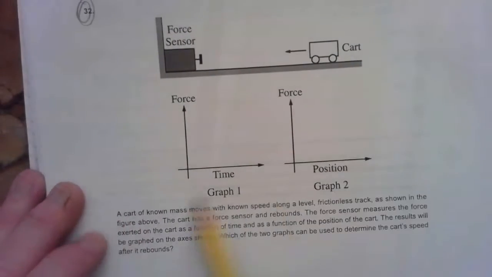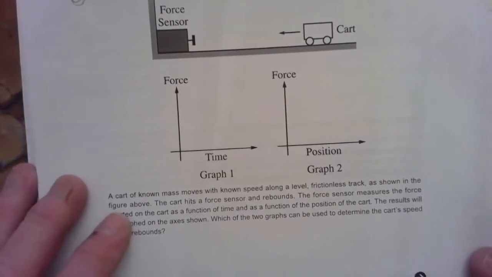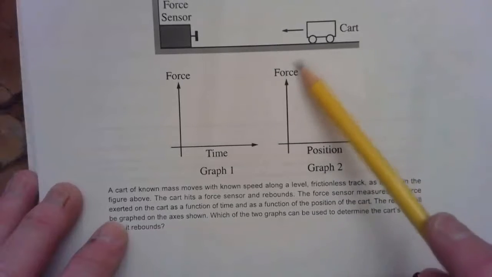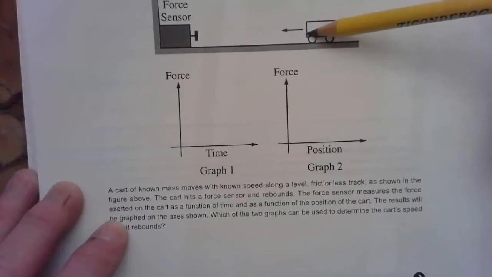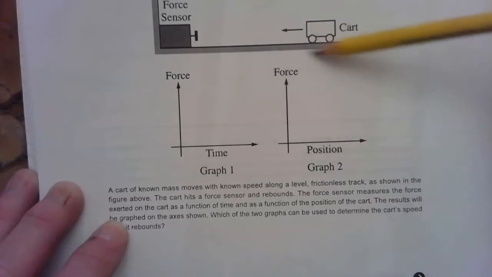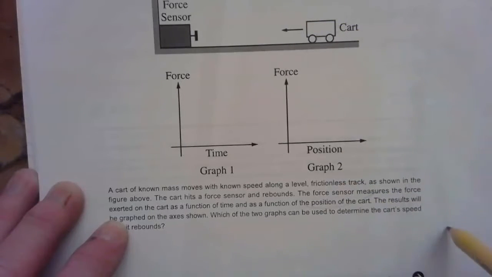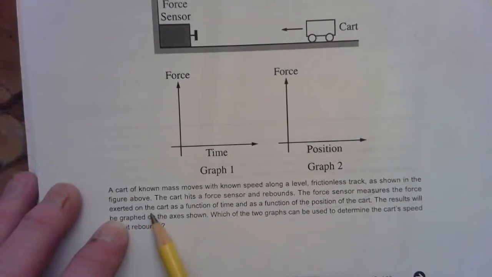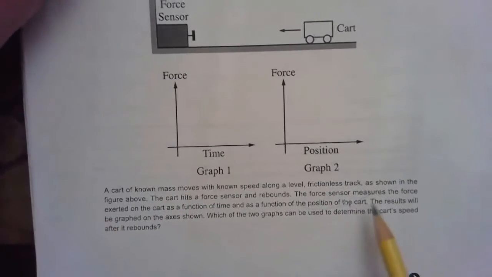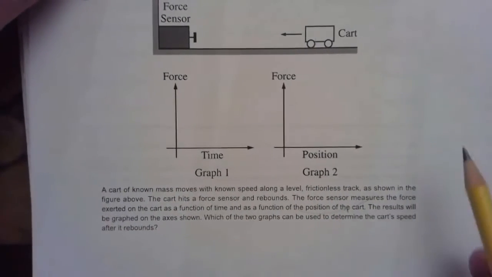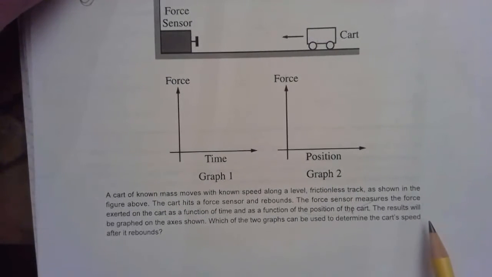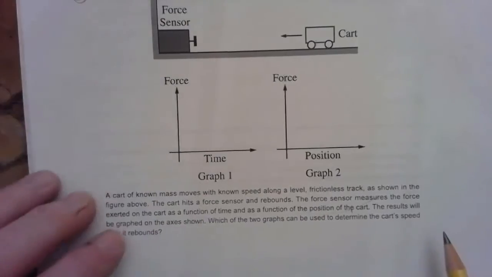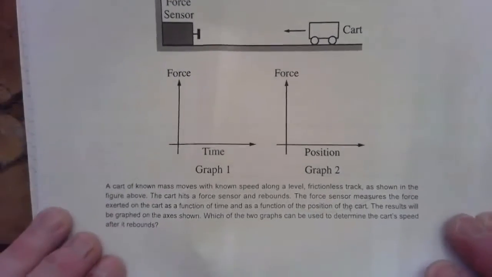A force sensor, a cart of known mass moves with a known speed along a level frictionless track as shown in the figure above. The cart hits a sensor and rebounds. The force sensor measures the force exerted on the cart as a function of time and as a function of the position of the cart. The results will be graphed in the axes shown. Which of the following 2 graphs can be used to determine the cart's speed after it rebounds?